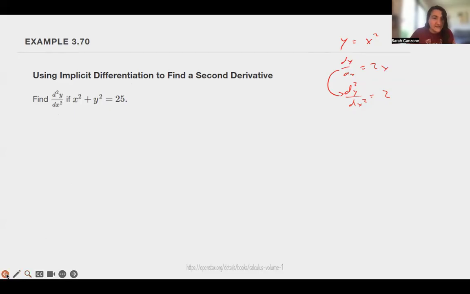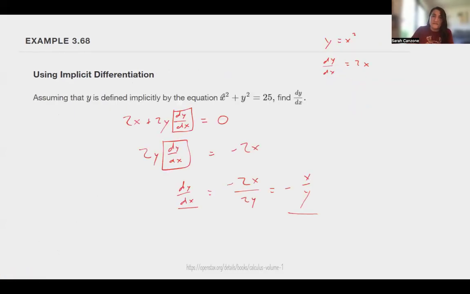I'm going to go back to this last slide here. So this right here is the same exact question, except now it's asking us to find the second derivative. So if you'd like, you can leave it like this and you can take the derivative again, in which case you would get a second derivative when you take the derivative.